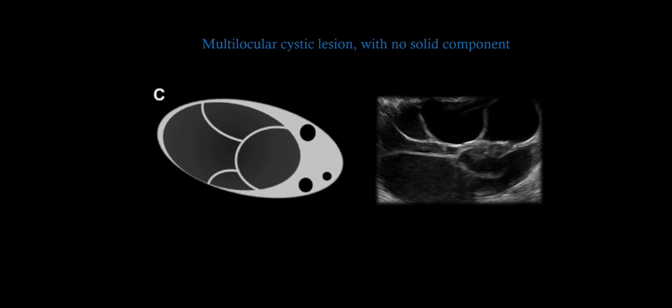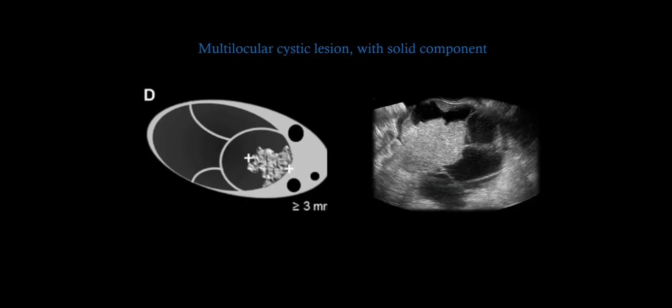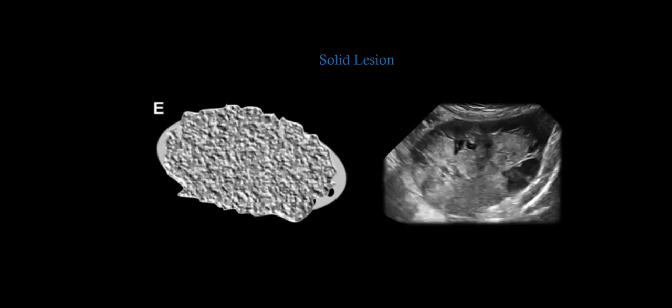Next, we can have a cystic lesion with multiple septations. Then we describe it as a multilocular cystic lesion, with no solid components in this particular scenario. Next is again a multilocular cystic lesion with solid component, again meaning it should be greater than 3 mm. And a solid lesion, as told before, has to be a lesion which has a solid component which is larger than 80% of the lesion.